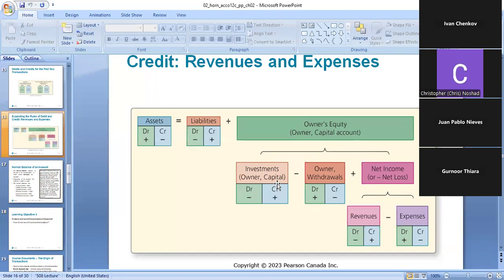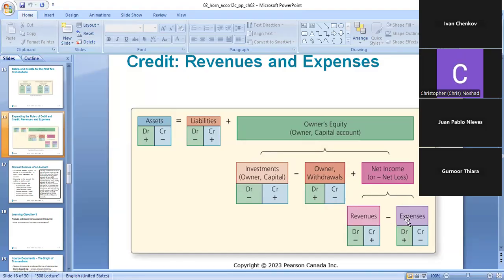So anything on the credit side is going to increase the capital. Anything on the debit side is going to decrease the capital. Withdrawal is some kind of special account, which is the opposite of the capital. Withdrawal account usually reduces the capital. So for that reason, the normal balance here will be debit. So everything on the debit side is going to increase the withdrawals. Anything on the credit side is going to decrease the withdrawals.